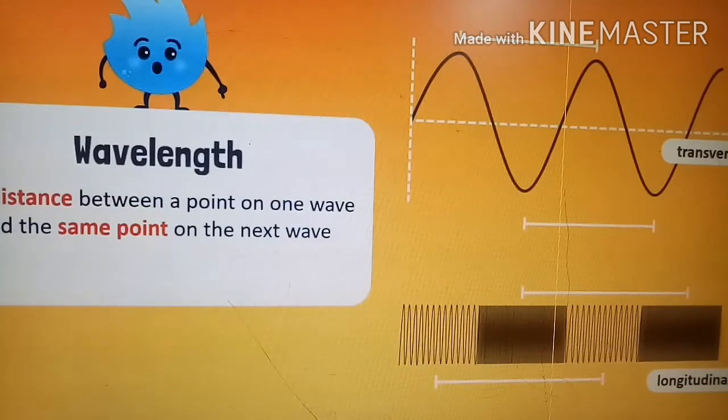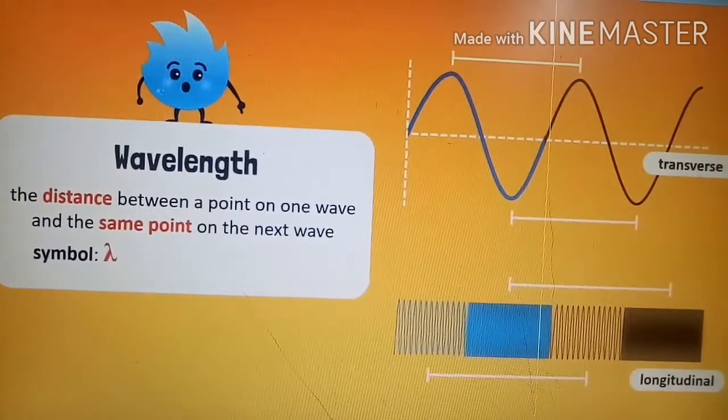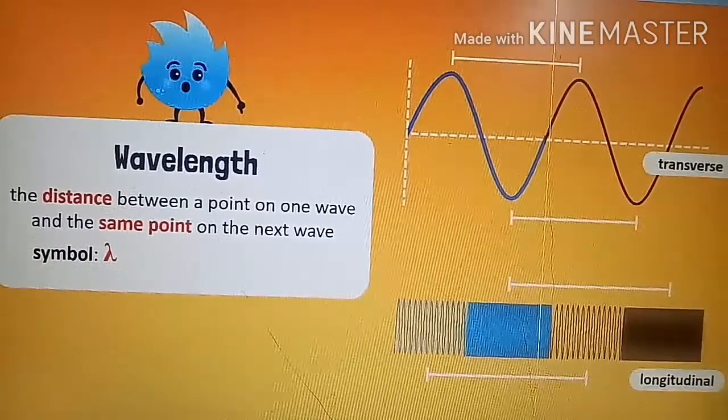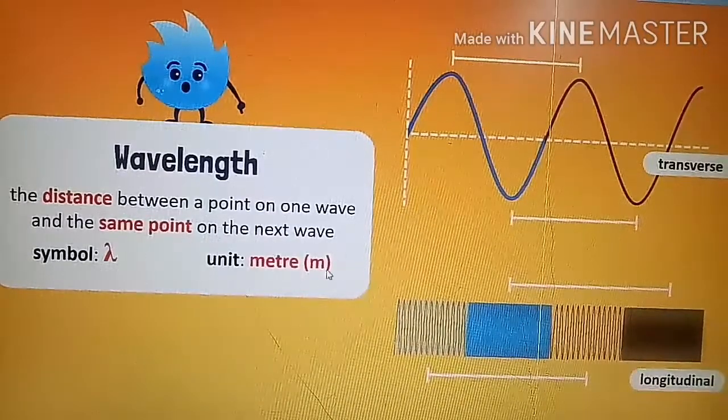So you can determine the wavelength by the definitions, that is the distance between two consecutive compressions or the distance between two consecutive rarefactions, or you can say the distance between two consecutive crests or the distance between two consecutive troughs. All these definitions are of wavelength. And its symbol, look at that, this symbol is called lambda. This is a Greek letter, so it is denoted by lambda, and its units are in meter. Its units are in meter and it is denoted by lambda.